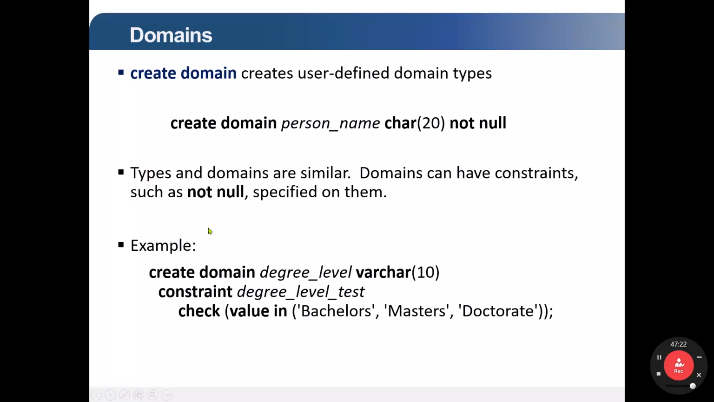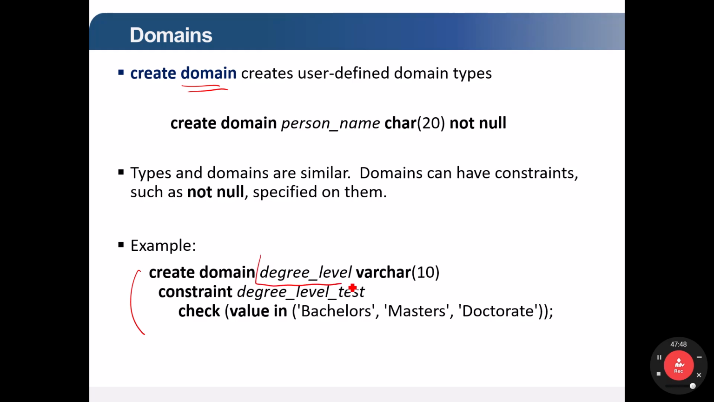And domain. So far, sometimes I said type, sometimes I said domain. They can be used interchangeably, but the actual meaning of domain is a data type with a check constraint. Data type with constraint. So an example is shown here.